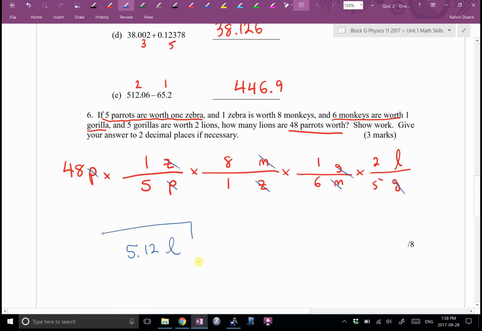5.12 lions. Now, if you got that, listen closely, please. That gets you 3 marks. If you wrote down what they gave you, that gets you 1 mark.